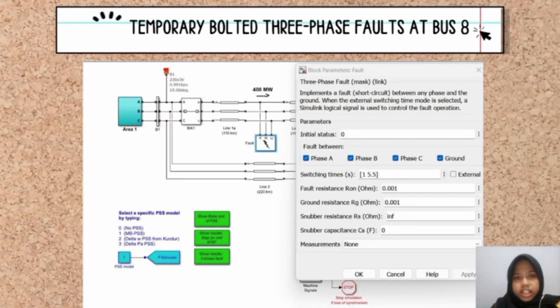My name is Nuraliah Hanissa binti Mishan. I will explain about the temporary three-phase fault at bus 8. For this part, we only change the parameter at fault, which is the switching time. For the switching time value, we choose 1 and 5.5 seconds. At circuit breaker 1 and circuit breaker 2, the value is the same, which is 1.1333. This figure shows the parameters that we use.